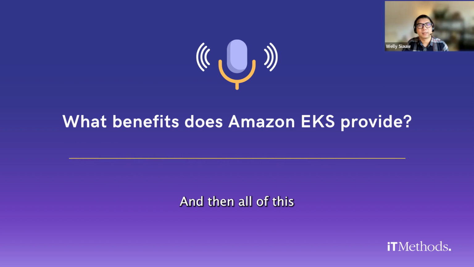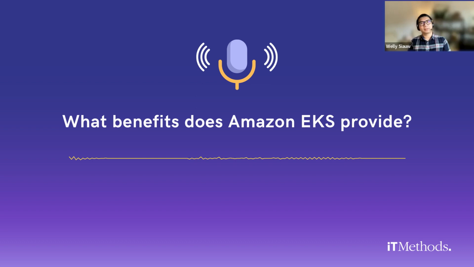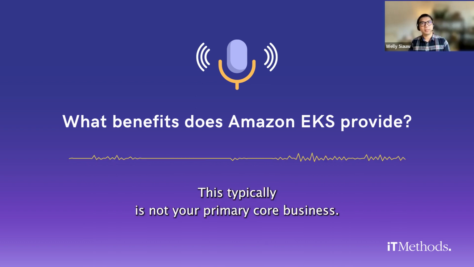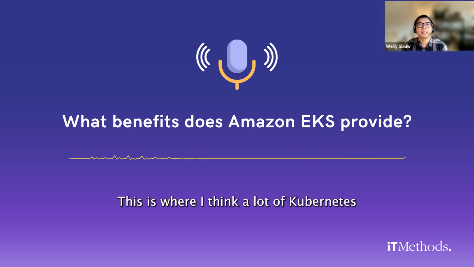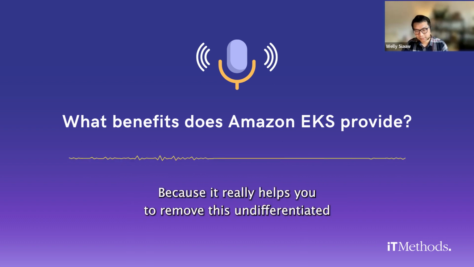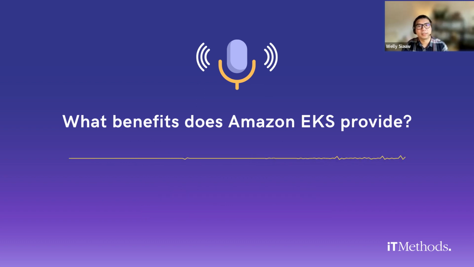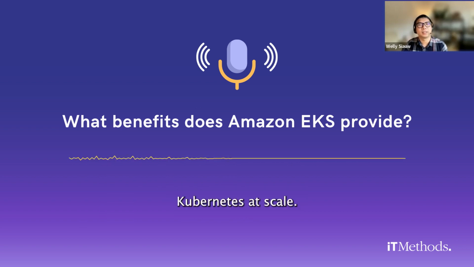And all of this, coming back to your point, really doesn't move the business forward. This typically is not your primary core business, right? You're probably doing something for your customers, but you just need this platform to run. This is where I think a lot of Kubernetes customers in AWS like to rely on EKS, because it really helps you to remove this undifferentiated heavy lifting of running operationally secure Kubernetes at scale.